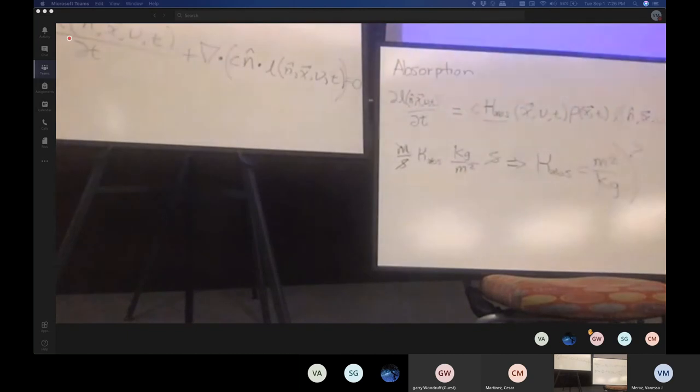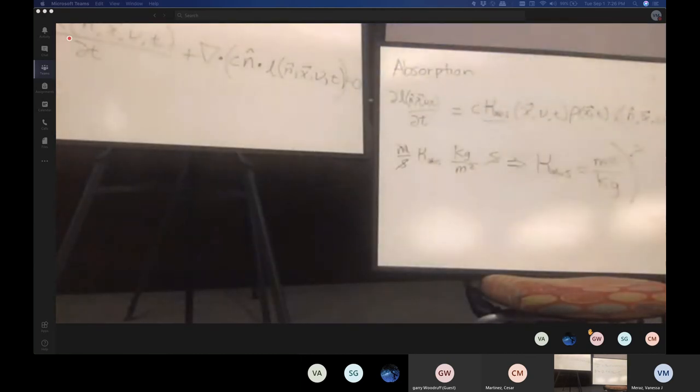What do the units mean? It will be a kilogram per meter squared. Like an area mass density? What about meters squared per kilogram? Can you explain it though? Yeah, like how much area is covered by a mass?